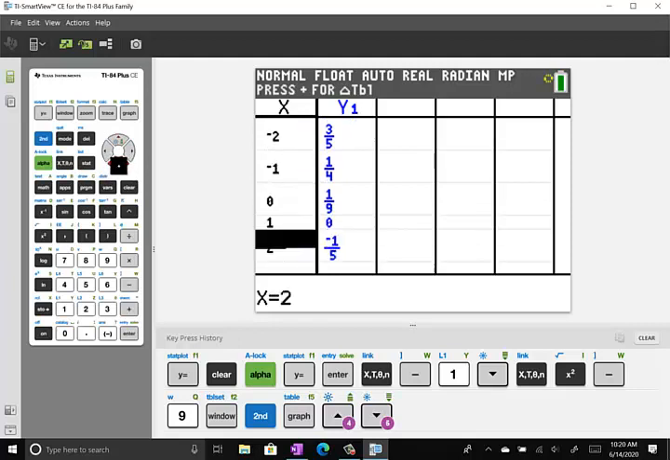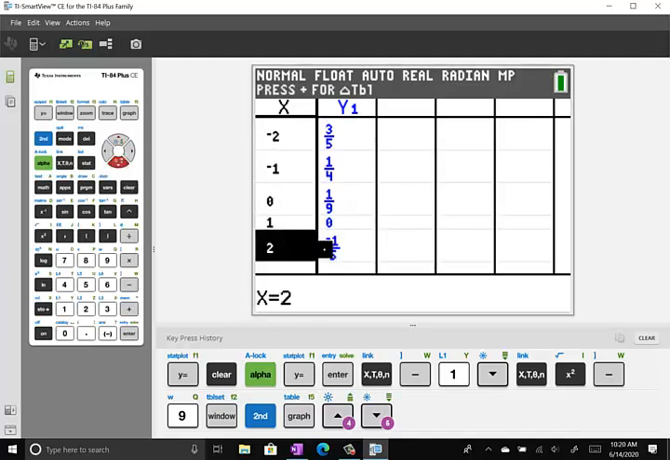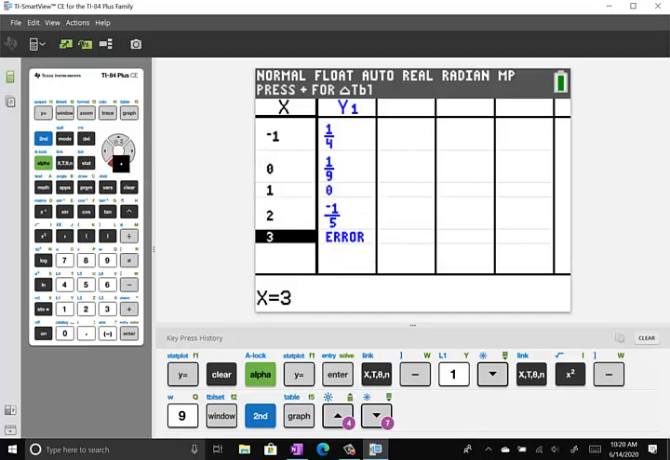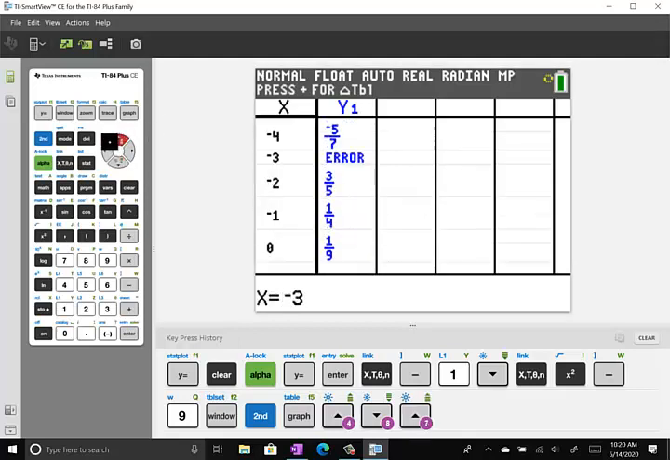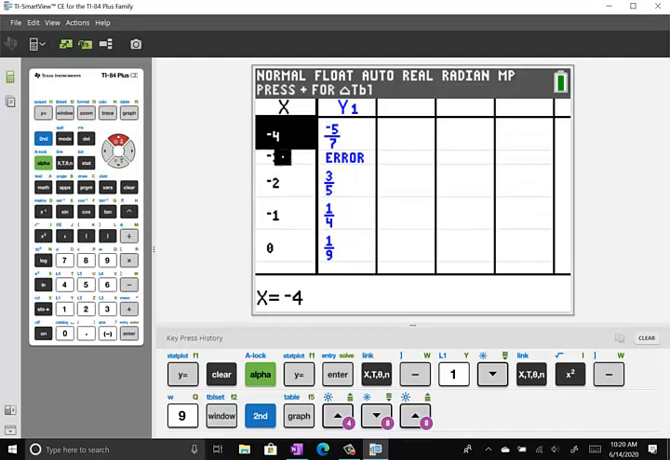Going to +2. At +2, it's -1 over 5. And at 4, it's 3 over 7. So you see the error at 3 and at -3, that's because that's the domain, meaning we can't ever plug it in. That's why it creates an error. So if you're ever wondering what that is, that's the domain.